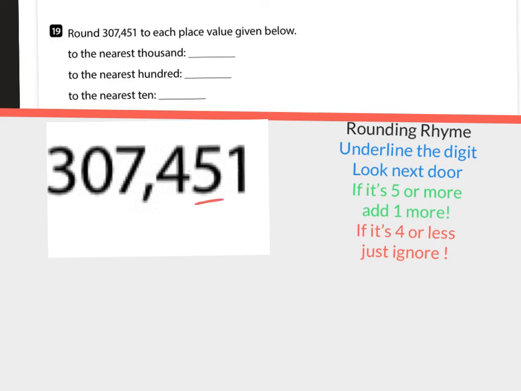And finally, we're going to take this number and round it to the nearest tens place. So we underline the tens place, circle the digit to the right. The circled digit is 4 or less, so we just ignore. The tens place stays the same. The circled digit turns to a 0, and all the digits to the left of the underlined digit remain the same. 307,451 rounded to the nearest tens place is 307,450.